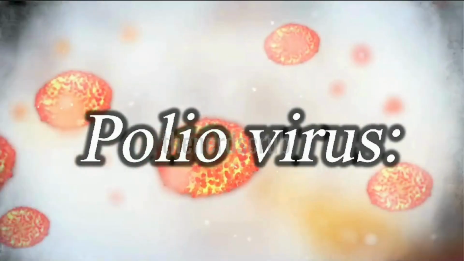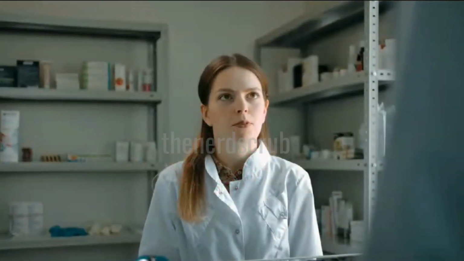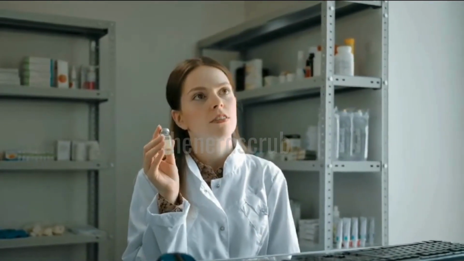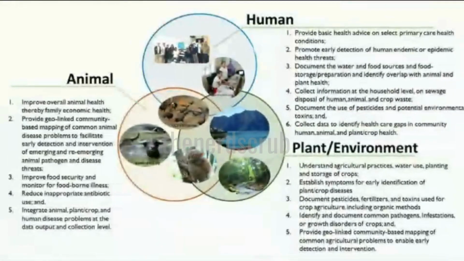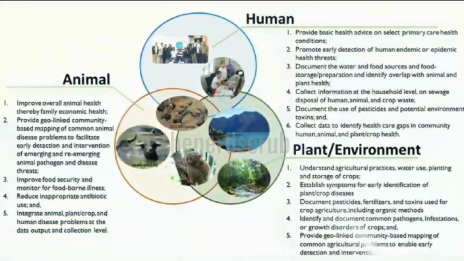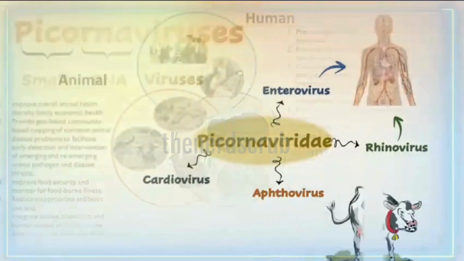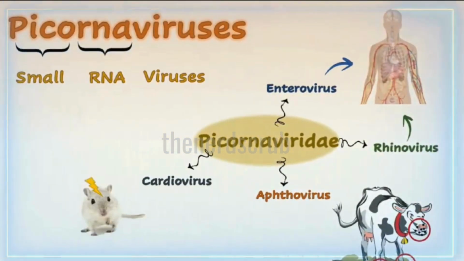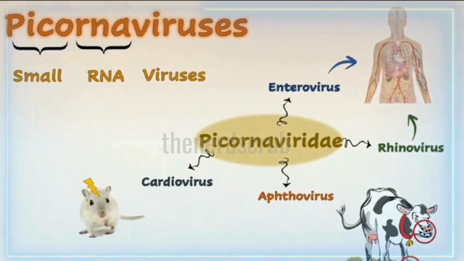Poliovirus. Picornaviruses are a family of small, non-enveloped single-stranded RNA viruses. They are one of the largest and most diverse families of viruses, comprising many different species that can infect humans, animals, and plants. The name picornavirus is derived from pico, meaning small, and RNA, which refers to the type of genetic material they possess.